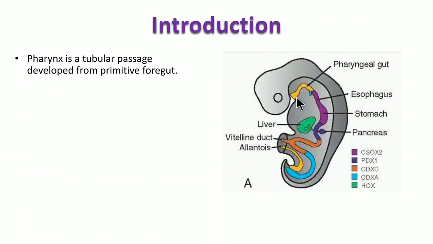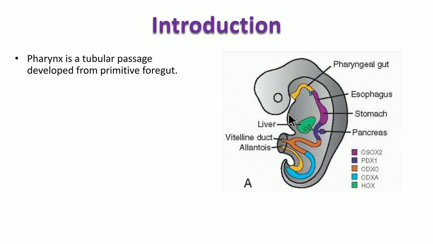Our primitive gut is actually divided into foregut, then the midgut and finally the hindgut. The foregut gives rise to your pharynx, esophagus, stomach, and part of your duodenum. Other structures developed from the foregut are your liver, gallbladder, and pancreas. The liver, gallbladder, and pancreas develop exactly at the junction of the foregut and the midgut.